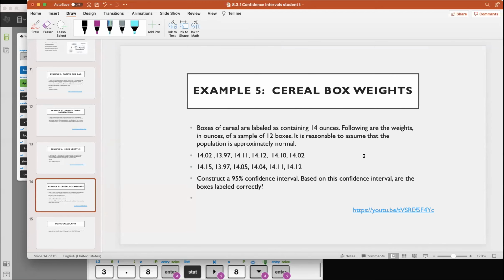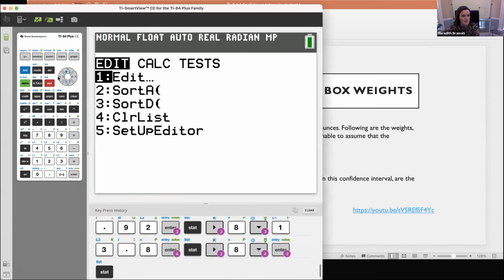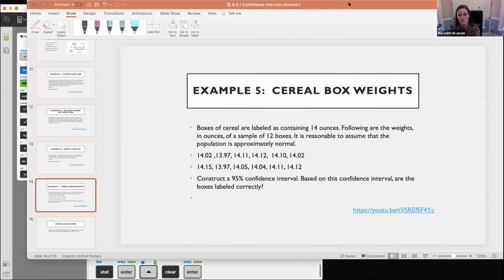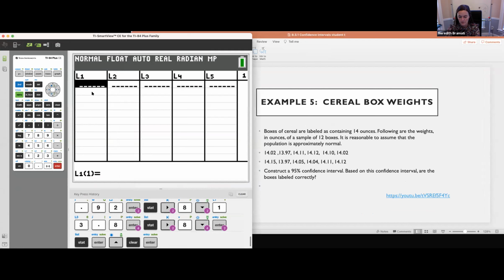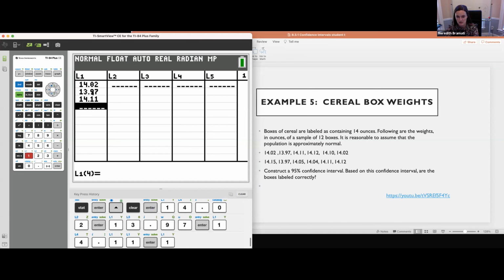Enter it into stat, edit. Yeah. Into L1, right? So let's enter this data into L1. So stat, list, make sure you clear it first. The reason I say to clear it instead of just writing over it is because the new data that you're putting in might not be as long as your old data, and you will be left with miscellaneous numbers, which will throw off your answer.